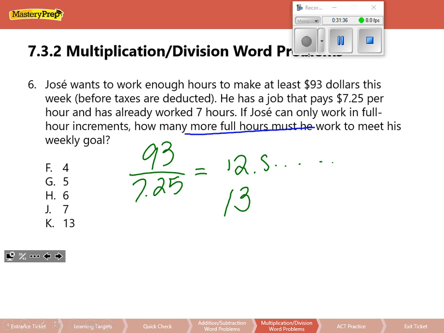How many has he worked already? 13 minus 7 is? Could we have done the last one the exact same way? Yeah.